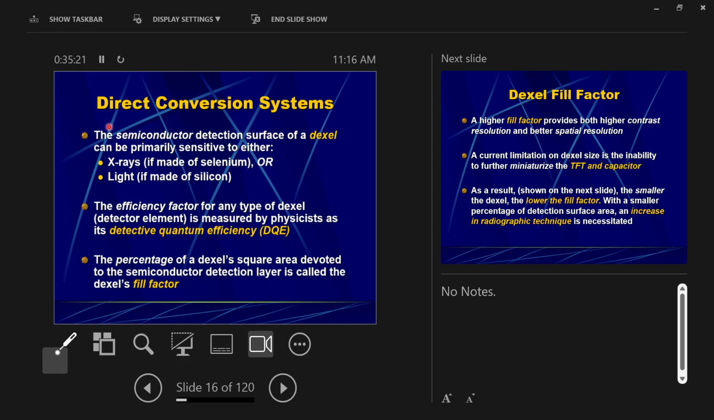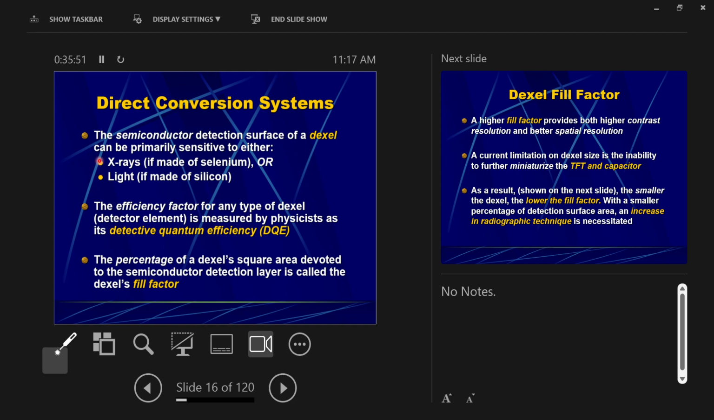Now, the semiconductor detector surfaces. I've been saying this whole time that the detector surface is sensitive to X-rays, and that's true and not true. Some DEL cells are made of a semiconductor called selenium. Other DEL cells are made of silicon, and it's purely up to the manufacturers. We call them direct or indirect. I'll explain that in a minute.